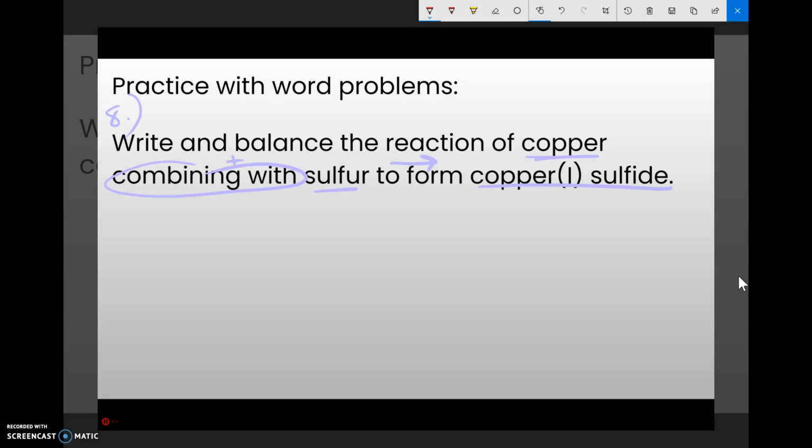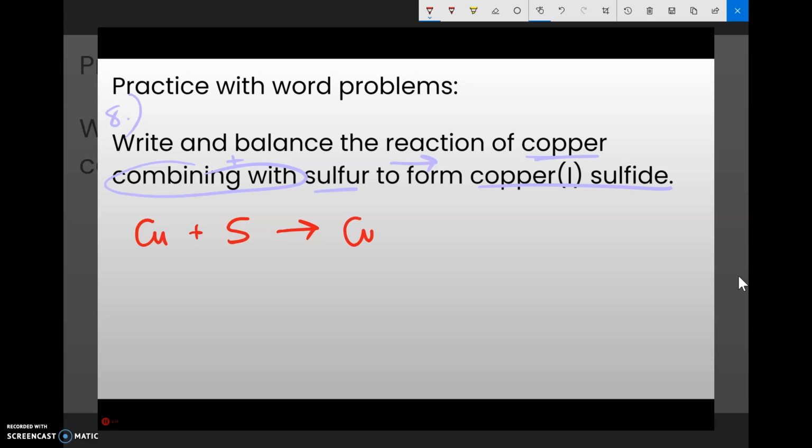So when we write this out, we've got copper. Copper is Cu. Okay, it's by itself, so is it a diatomic? Is it a Brinkelhoff? And the answer is no, so we're going to leave it alone. Combining with means plus sign. Sulfur, again, ask yourself, is it a diatomic? Nope, it's not, so leave it alone. To form is your arrow.